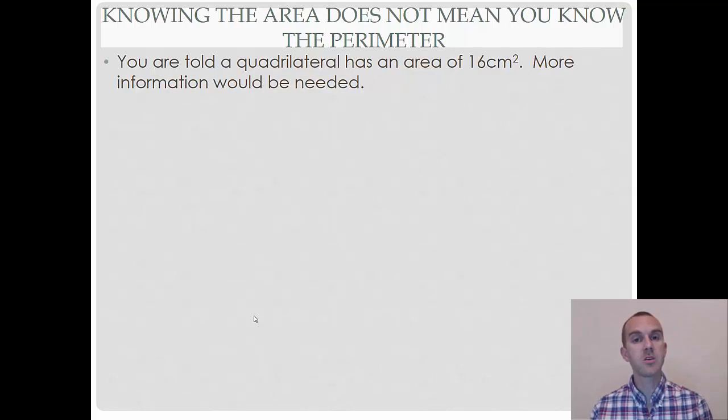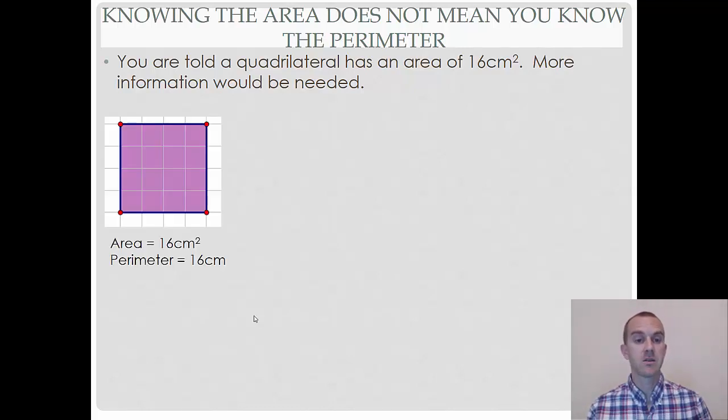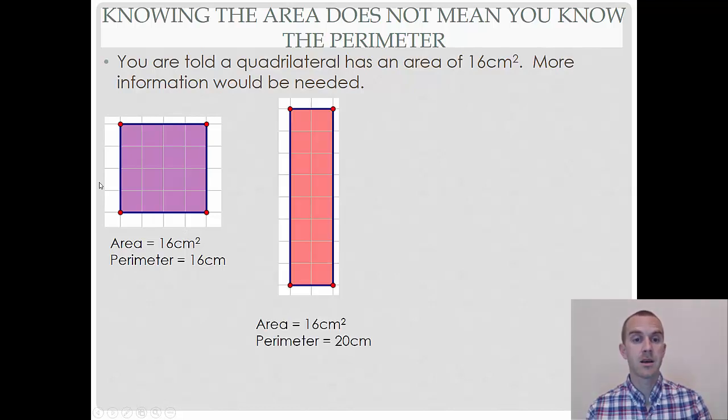Now, if we know the area of a shape, that doesn't tell us anything about its perimeter, because a lot of shapes will share the same area and have very different perimeters. So say I'm just told that a quadrilateral has an area of 16 square centimeters. I would need to know more than just that. For example, this square is 4 by 4. That has an area of 16 square centimeters, and if I add up my 4 sides, I would have 16 centimeters in length.